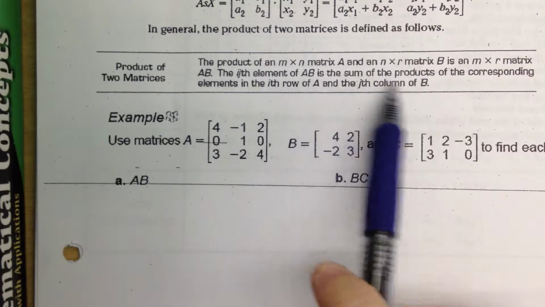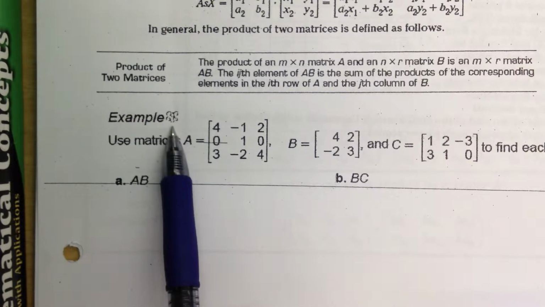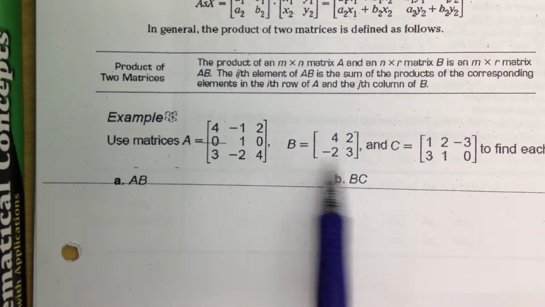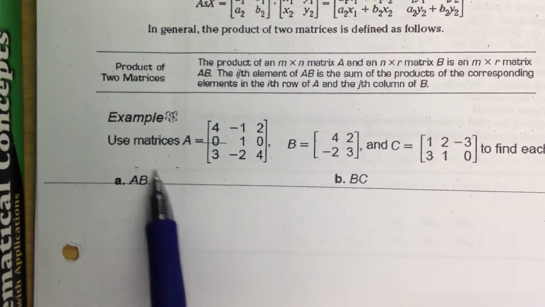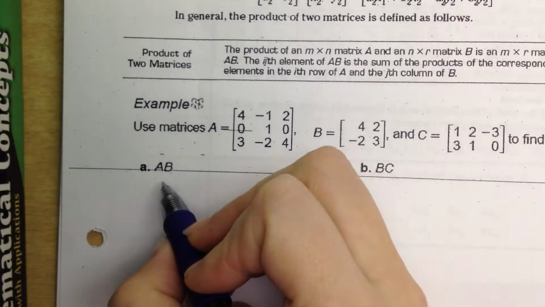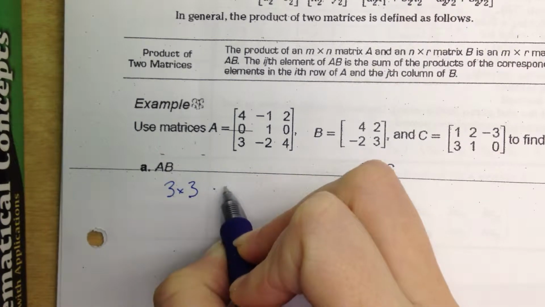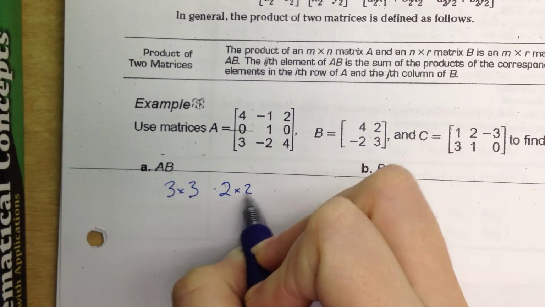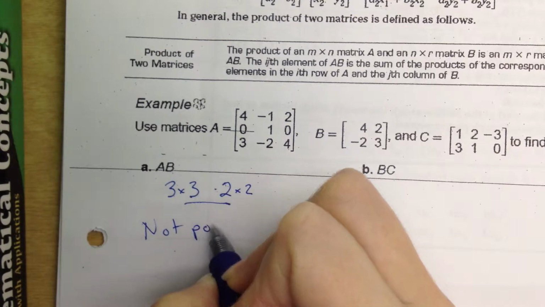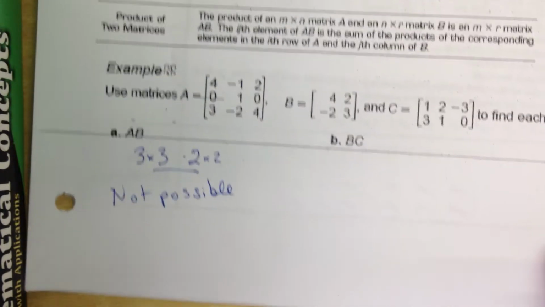So the product of an m by... You can read that yourself. Example: use these matrices to find, first of all, matrix AB, that is matrix A times matrix B. Well, let's see. Matrix A is a 3 row by 3 column matrix. Matrix B is a 2 by 2 matrix. These numbers are different, so this is not possible. And we're done. You can't do AB.